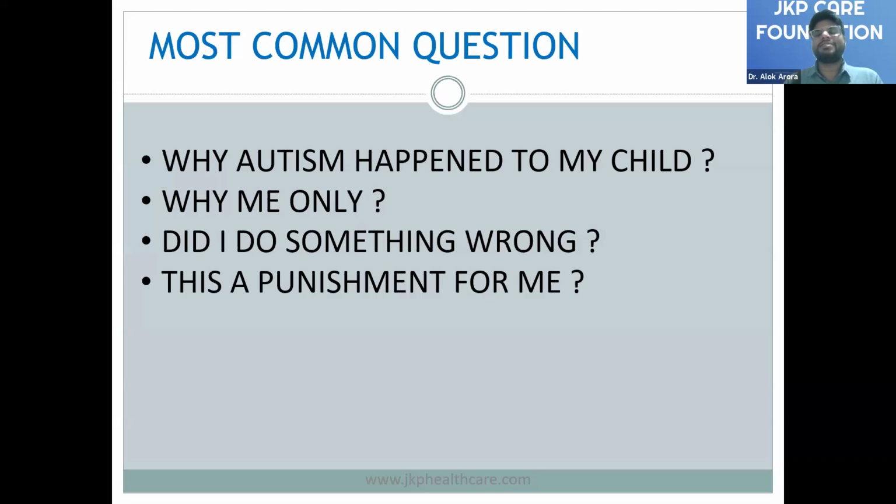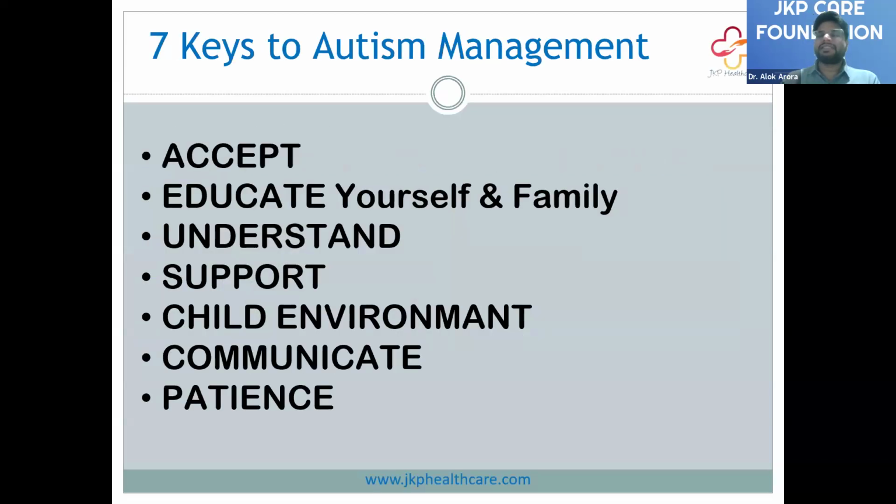So acceptance is the first key, that we need to accept that the child has autism, the diagnosis has happened, and it is not a disorder. It is not a disease. It's just a difference. Now what we need to do is educate ourselves and our family. Family also plays an important role. So we need to learn more about autism, go into details, and understand what types of autism there are, where my child stands, and how I can support my child.